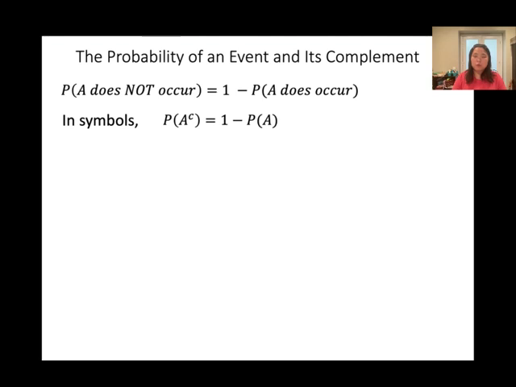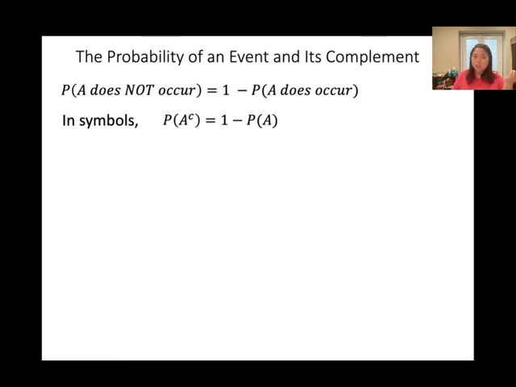So for example, say there is a 30% chance it will rain tomorrow. What is the complement of this event? Think about it. Event A is it will rain, so the complement of A is it will not rain tomorrow. If there is a 30% chance it will rain, then there is a 70% chance it will not rain. So 30% plus 70% is equal to 100%. That's why we have this formula. When you add the probability of it happening and not happening, that's equal to 1.